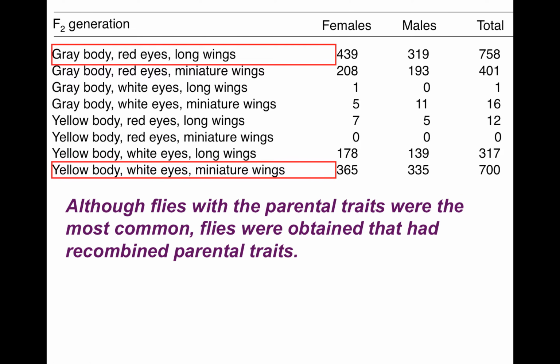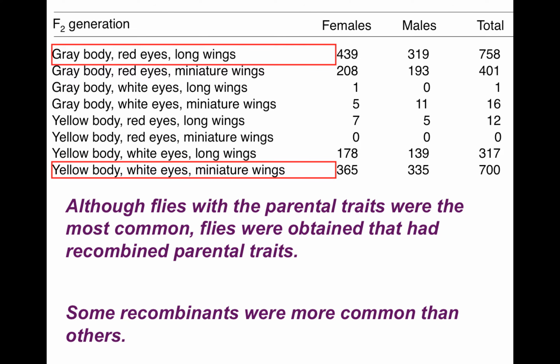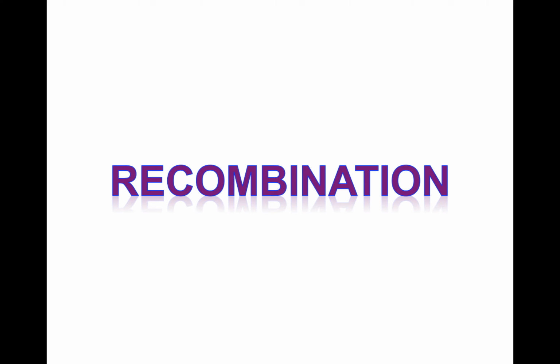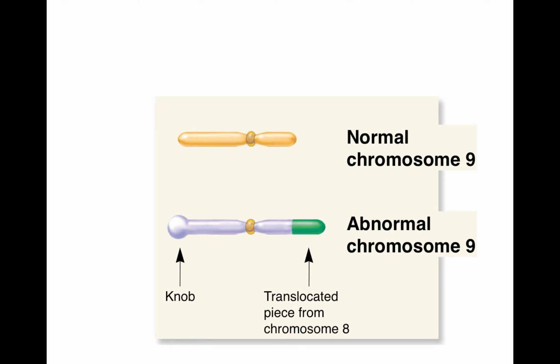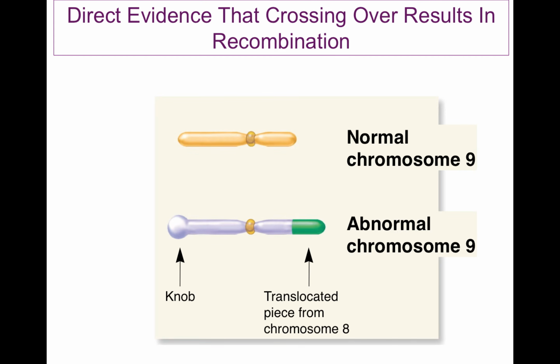Although the flies with the parental traits were the most common, there were flies that were obtained that had recombined parental traits. Some recombinants were more common than others. There was actually some cytogenetic evidence that crossing over results in recombination of alleles.